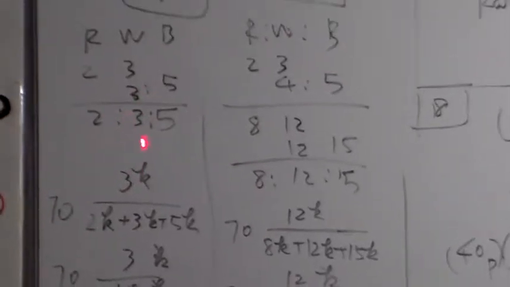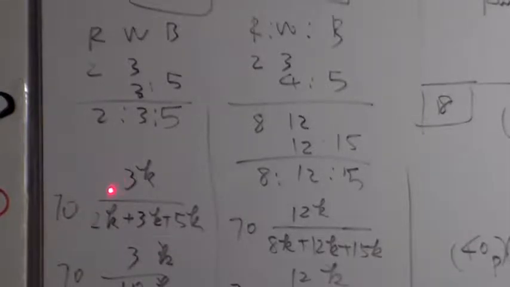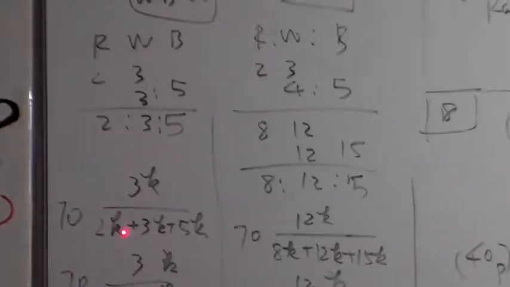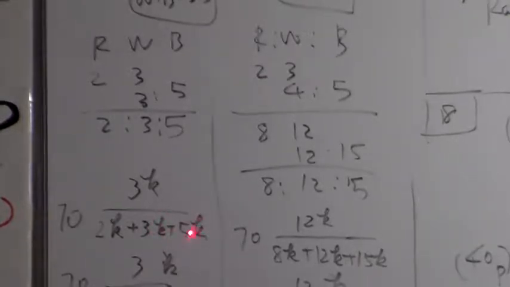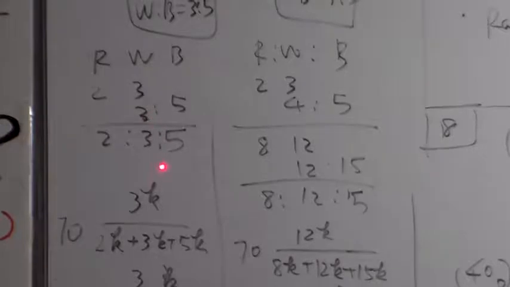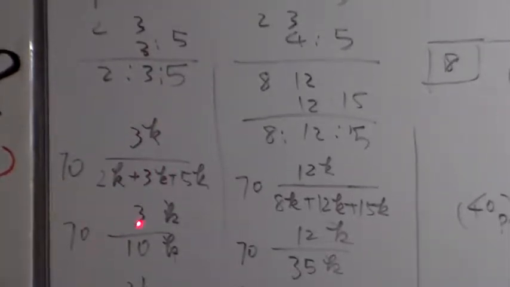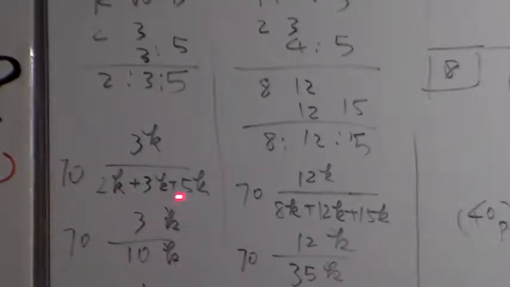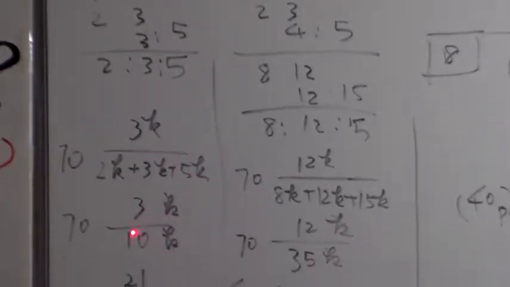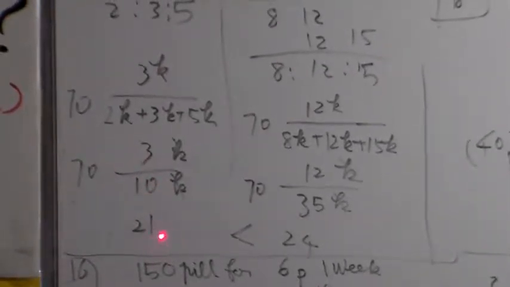So for jar A, they have 70 together. So 70 times their ratio is 2, 3, 5. So 2K plus 3K plus 5K. Make sure the K is over there. Then white is 3K. So that is 70 times 3K over this sum, 10K. So K cancels out. That's why 70 times 3 over 10 is 21.